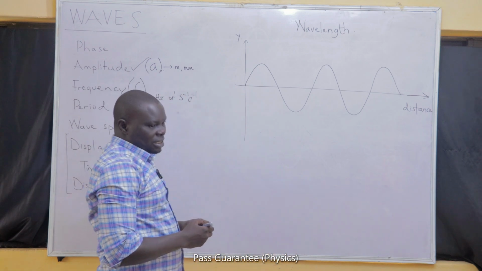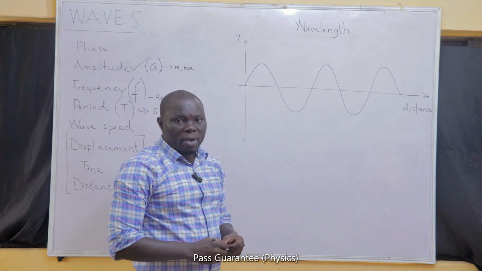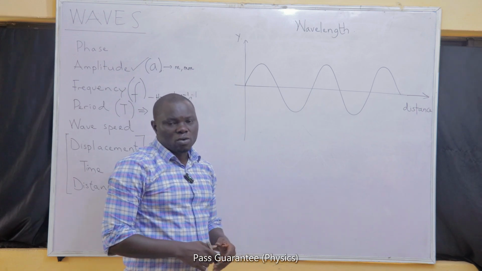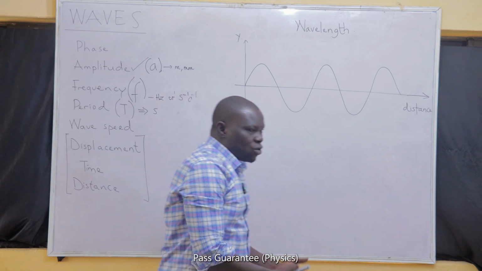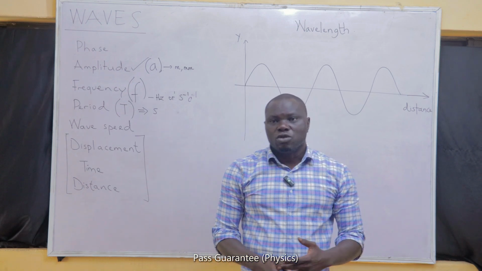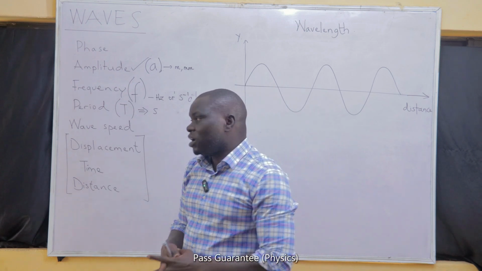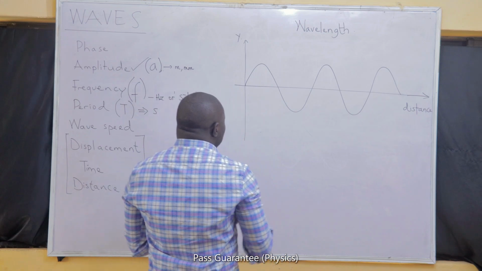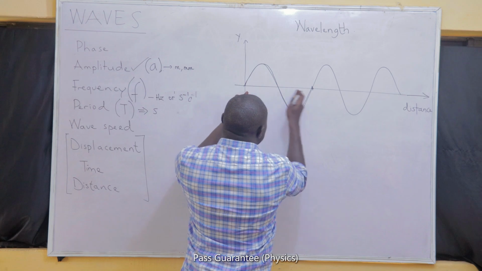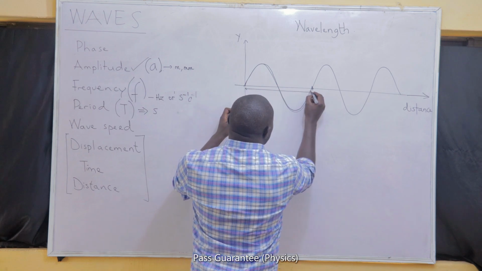Wavelength is the distance covered by the wave in a cycle. When the wave goes through a cycle, what is the distance covered by the wave? That is the wavelength. After a full cycle, what distance has been covered?